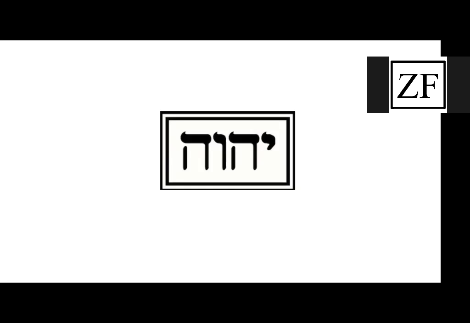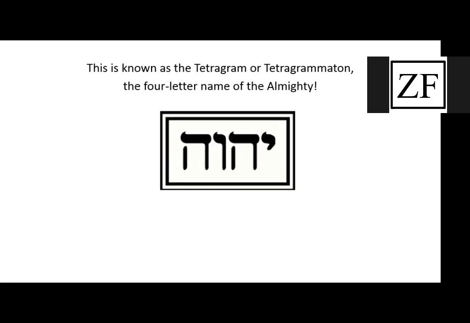Aramaic had different letters, and so they didn't represent the same things. They had two-letter words and three-letter words were most common. Every now and then there'd be a four-letter word. This is a four-letter word, and it is referred to as a tetragram or the tetragrammaton. Tetra means four, like in the word game Tetris. Gram is letters. So Tetragrammaton, the four-letter name of the Almighty.